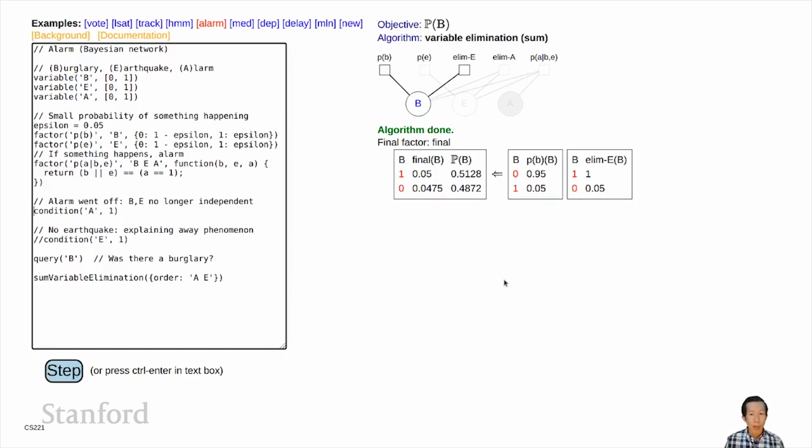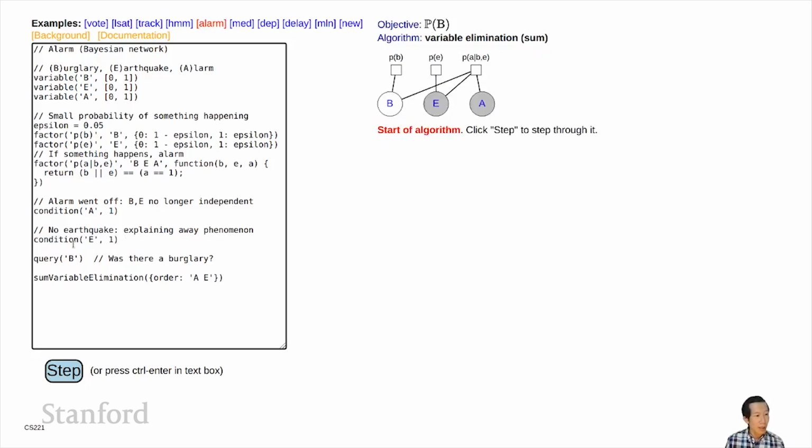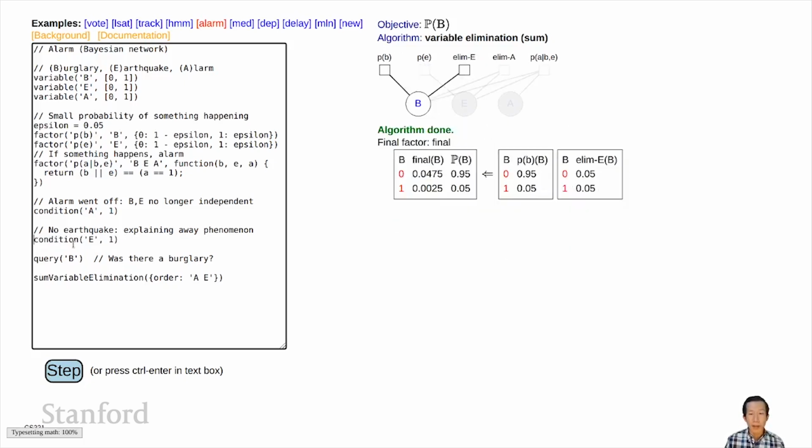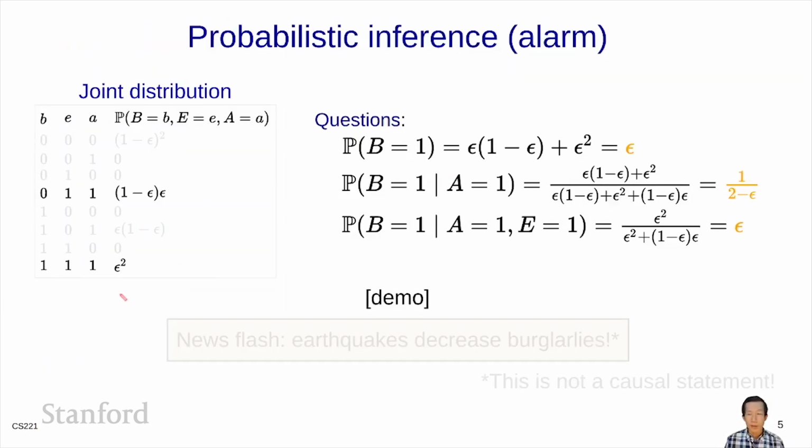So now, finally, I'm going to condition on earthquake here. If I condition on earthquake, then I see that the probability of burglary goes down to 0.05, which is epsilon. Okay, so what do I learn? What have we learned from this?